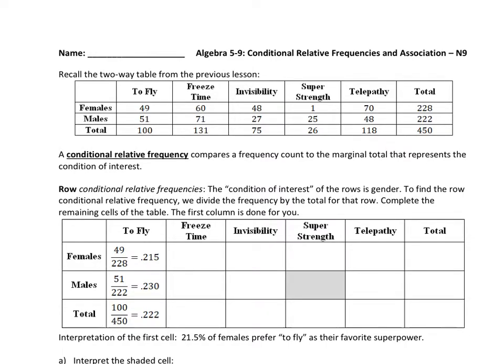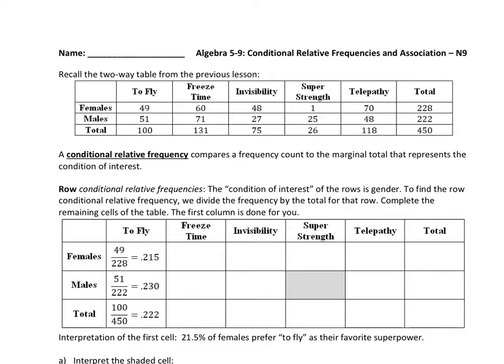Algebra Unit 5, Lesson 9, Notes 9: Conditional Relative Frequencies and Association. Recall the two-way table from the previous lesson that had to do with superpowers and males versus females. A conditional relative frequency compares a frequency count to the marginal total that represents the condition of interest.